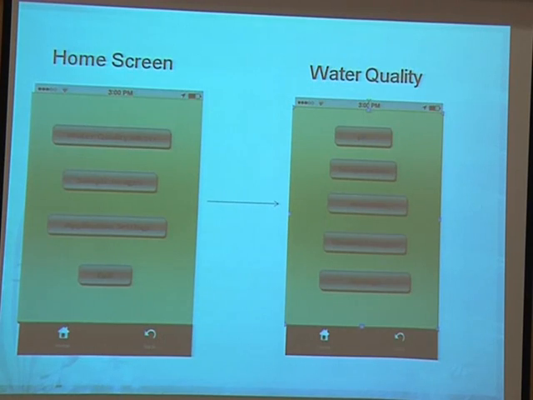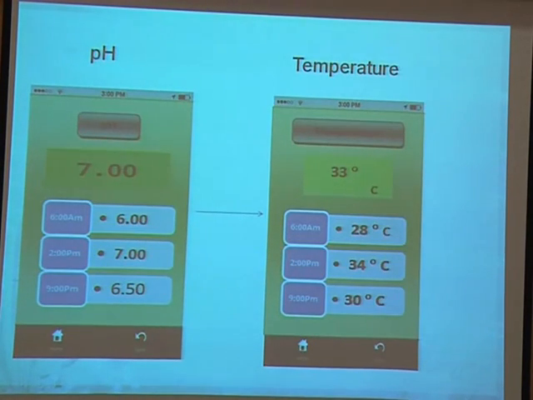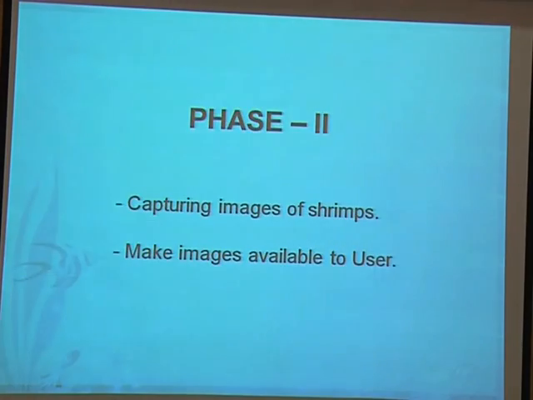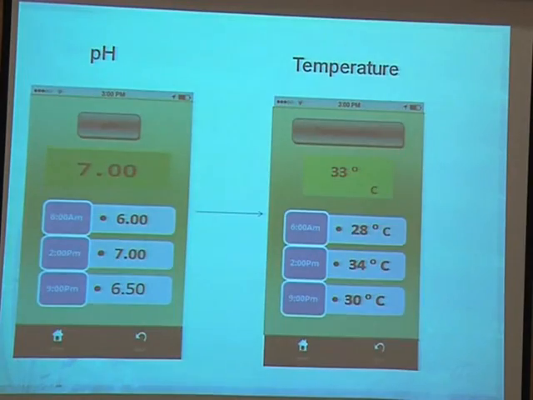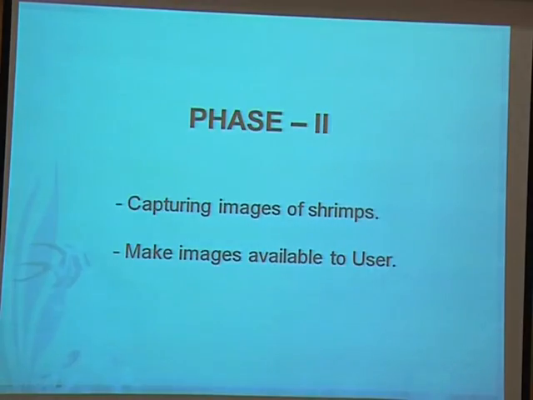And suppose you press the pH value, we are providing the farmer with the current value in the green highlighted area. That is the current value. He will get the live data. And we can also get the data from previous hours or previous days by providing the features within the mobile app itself. And temperature is also there. So in this way, we can provide all the templates. Now in phase 2, here I am mainly concentrating on getting the images of the shrimps.